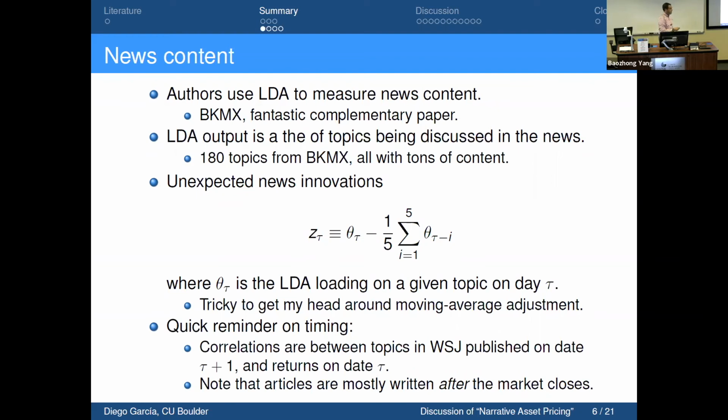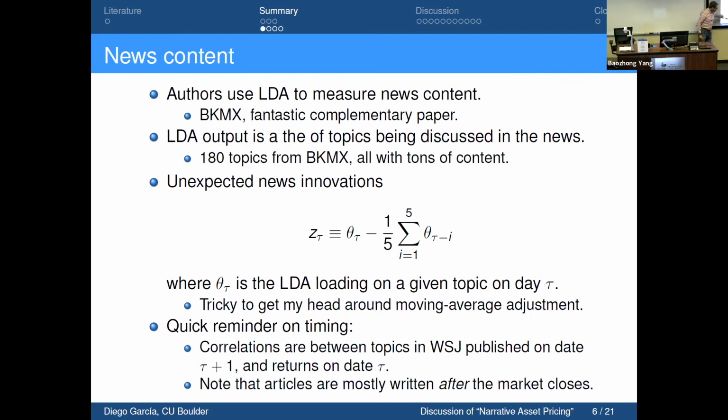So they're taking these 180 topics straight from that paper. They're not doing anything on that front. And then they're going to be calling the unexpected use innovations. They're going to take, okay, what is the weight on that topic on a given day? And I'm going to subtract a 5-day moving average. To be honest, I'm going to complain a little bit about this piece, which I didn't quite understand what it is bringing to the table. But otherwise, these loadings, these topics, are fairly meaningful, actually.